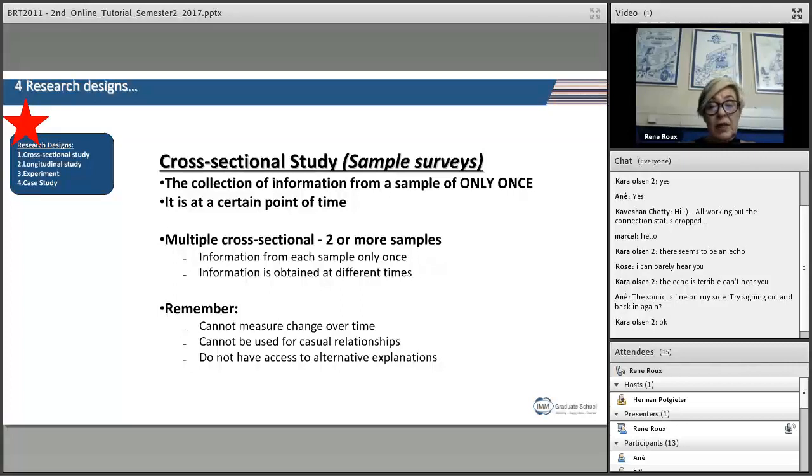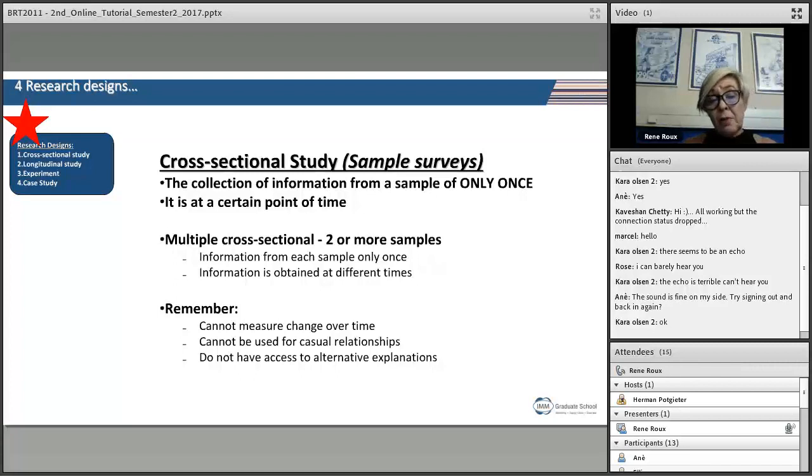So what is cross-sectional? That is usually an ad hoc survey. So it means that at a certain point in time, you will collect data from a sample. And that will only happen once. If you do a similar study, it will be at a different point in time. It will be a different sample. There might be similar questions, but there might be different questions as well.